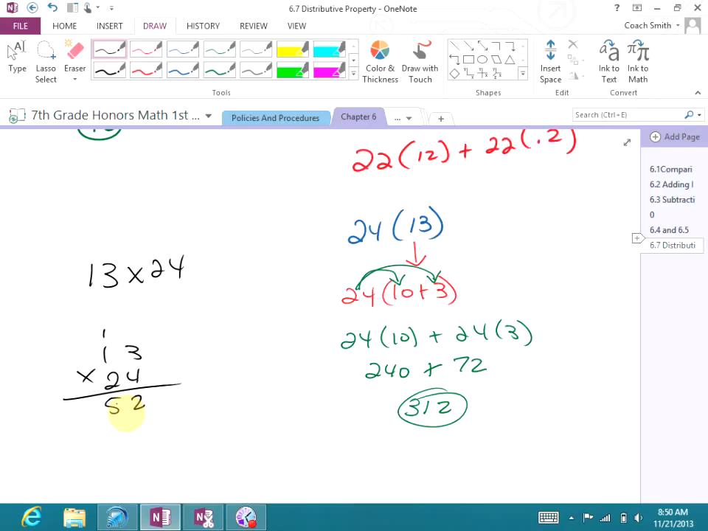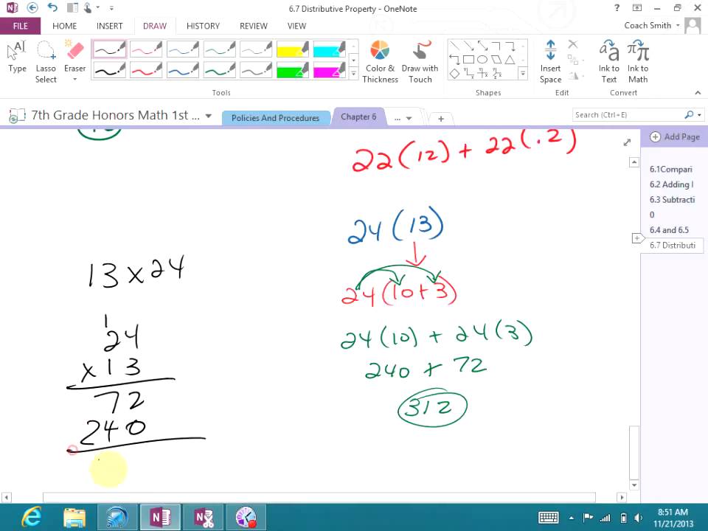Let's see, I think I got to reverse that. Yeah, hang on, I got to reverse it. Do it this way. Okay, 3 times 4 is 12, carry my 1. 3 times 2 is 6, plus 1, 7. Bring down my 0, 4, 2. 312. And if we look, 72. Right there. 240. Right there.